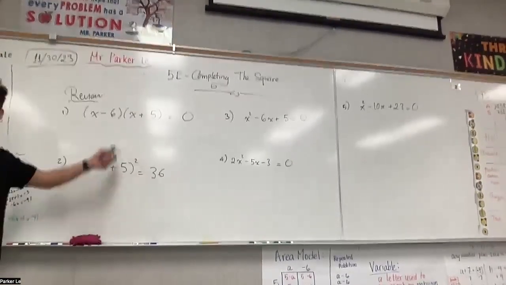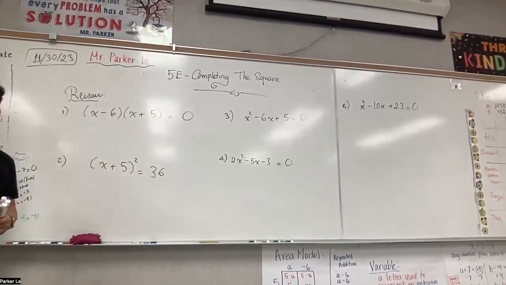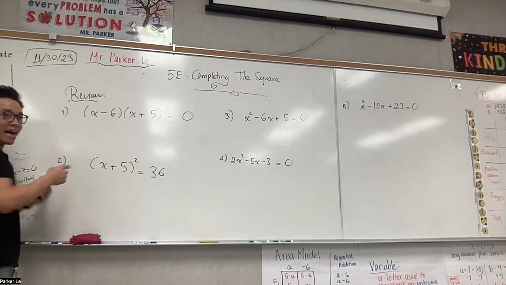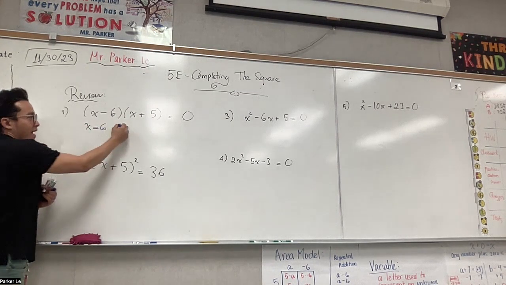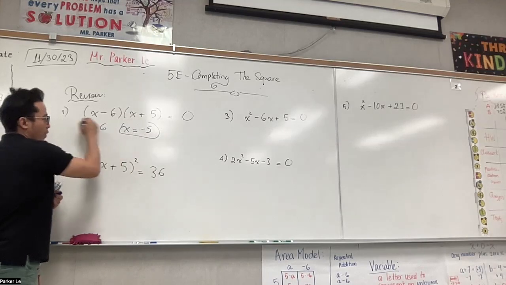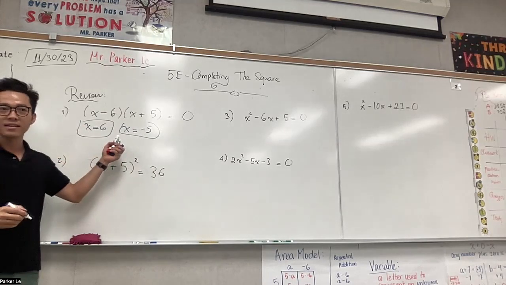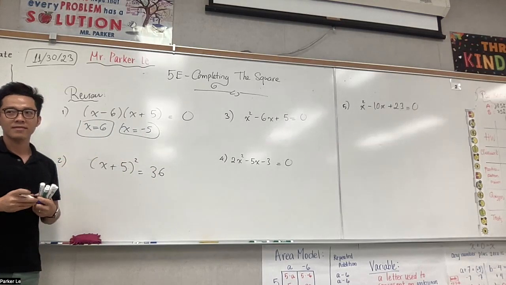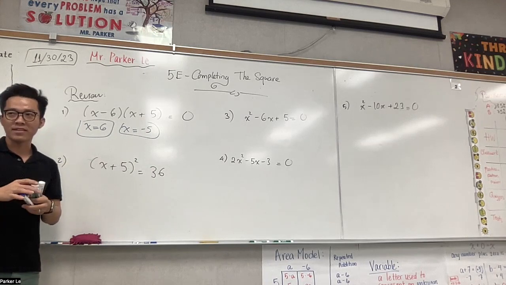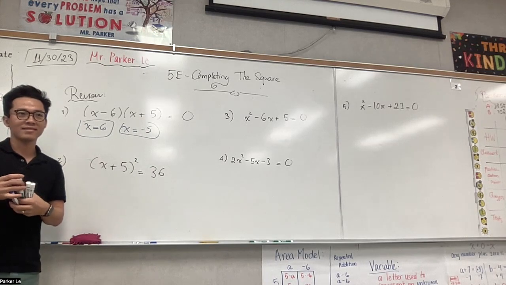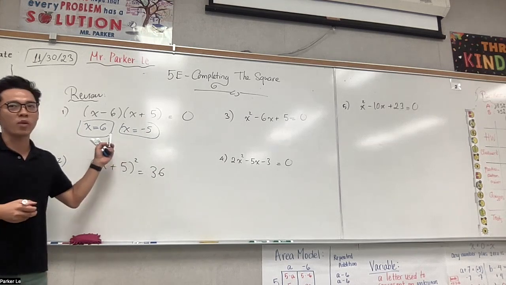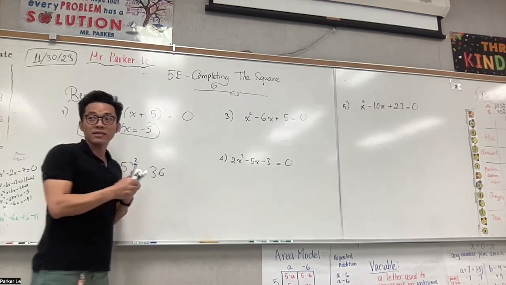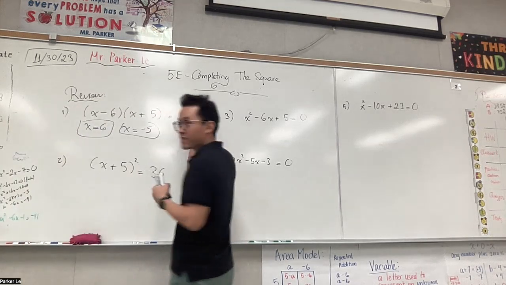How do you handle number one? Foil? No, like how do I just answer it? Plus 6 and minus 5. 1.4. You remember this? Yeah? Do you remember this? You can only do this when the right side is 0.